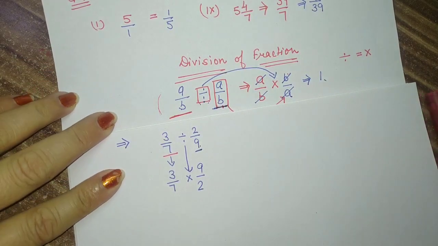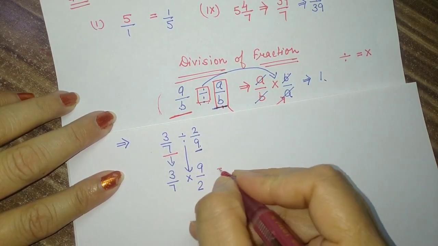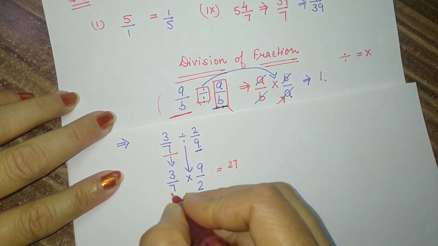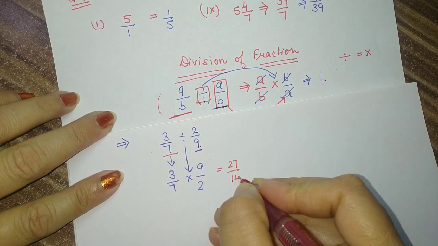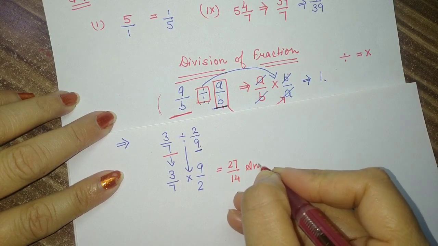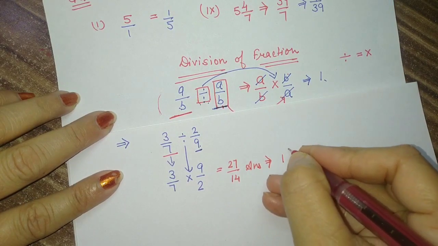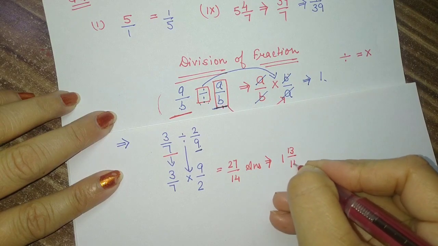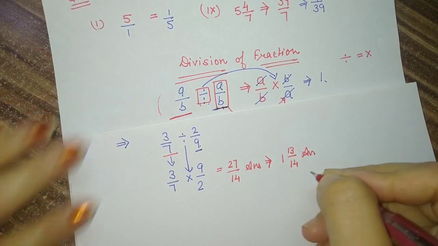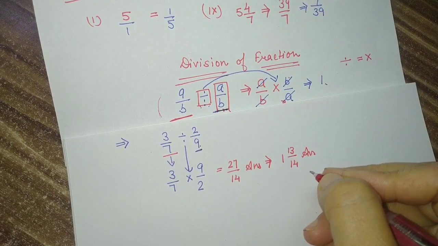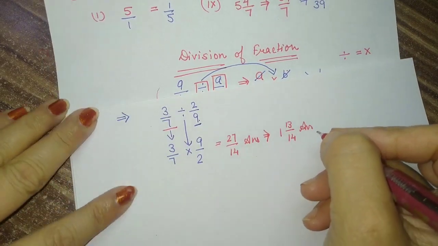Now solve it. When we solve, 9 threes are 27 and 7 twos are 14. What is the answer? 27 by 14. If you want to convert it into a mixed fraction, you can. That is 1 and 13 upon 14 is the answer. What did we do here? We divided a fraction by a fraction.